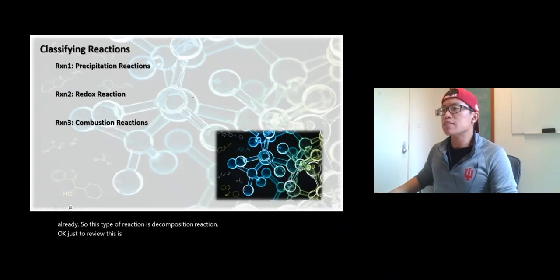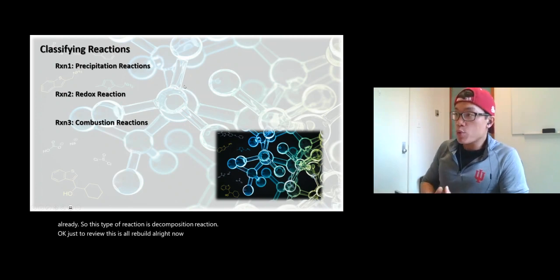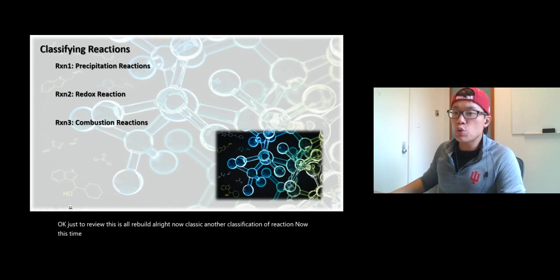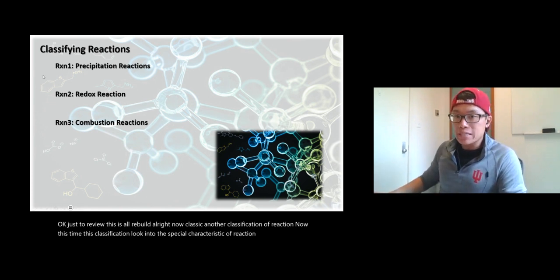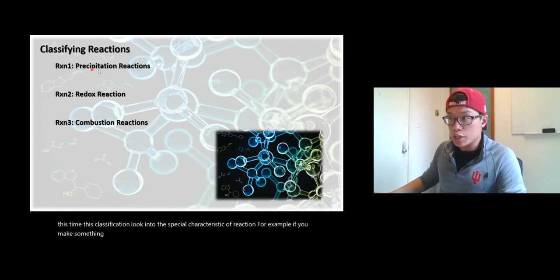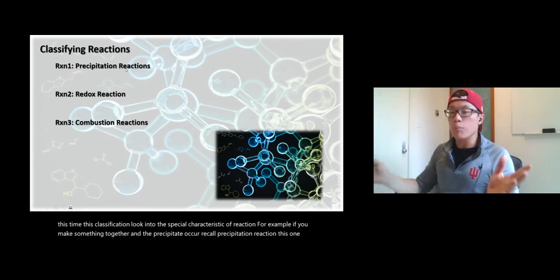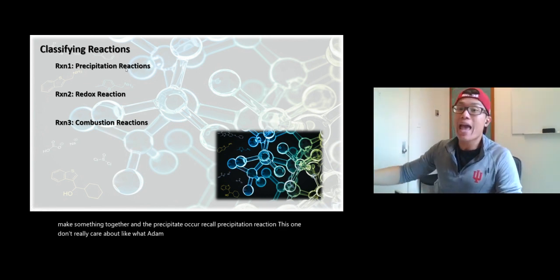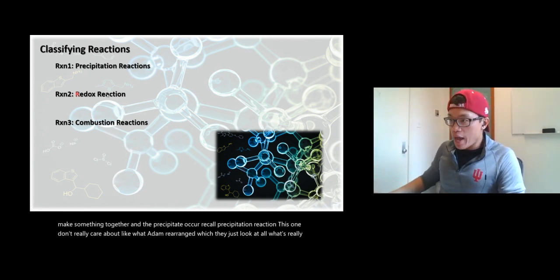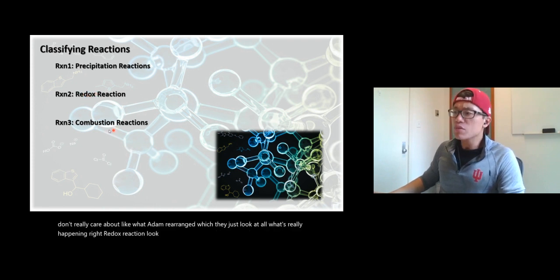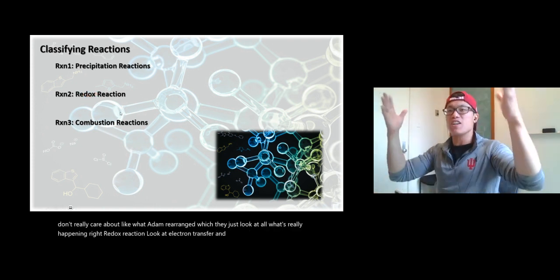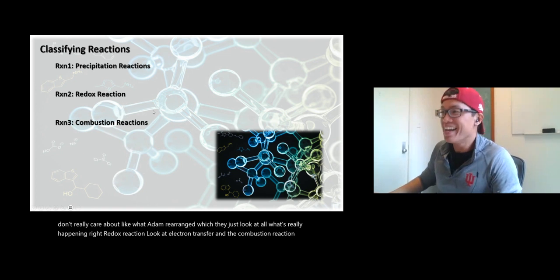Now another classification of reactions. This time, the classification looks into the special characteristics of a reaction. For example, if you mix something together and a precipitate occurs, we call it a precipitation reaction. This one doesn't really care about what atoms rearrange. They just look at what's really happening. A redox reaction looks at electron transfer, and the combustion reaction is fire. That's what we're looking at.